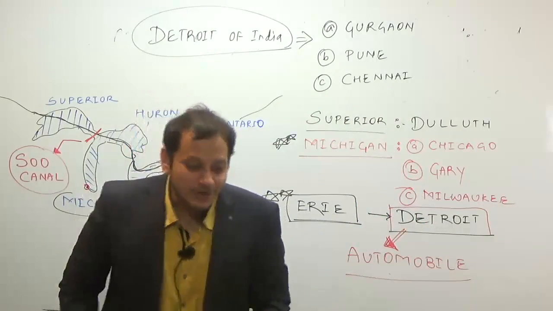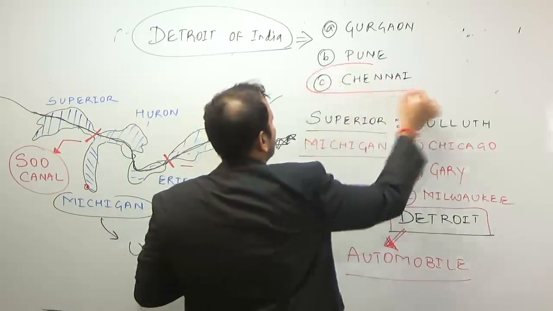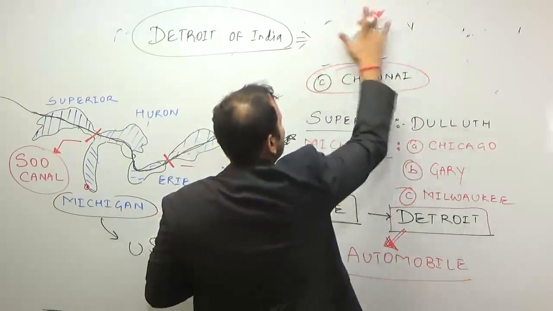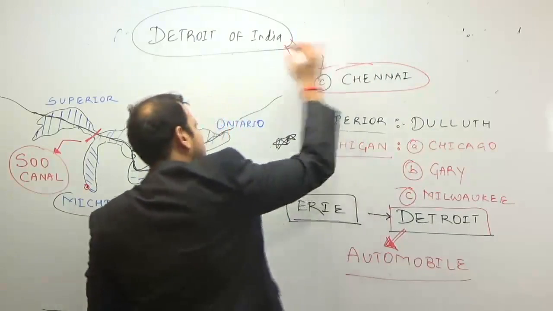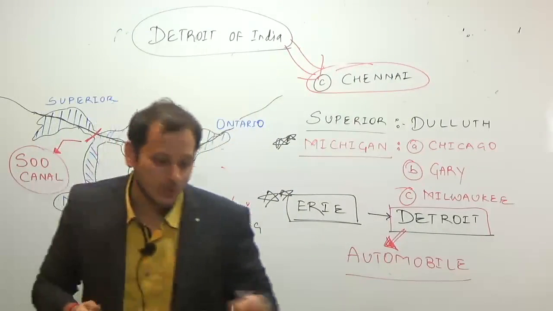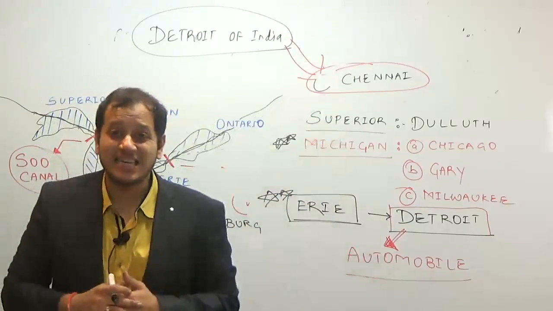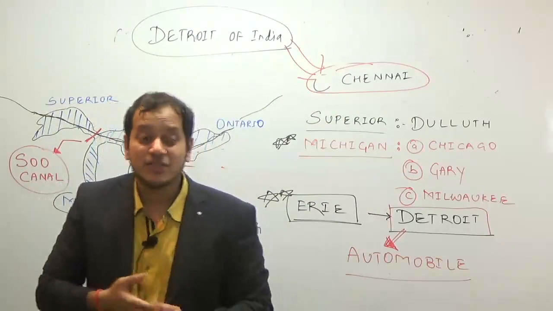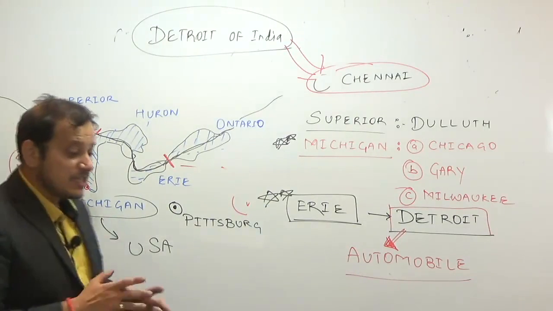But the Detroit of India is neither Pune nor Gurgaon. It is Chennai which is known as the Detroit of India. The major companies in Chennai are TVS Motors and Hyundai, Honda, etc. So the Detroit of India is Chennai. The Detroit of India is the Chennai region.